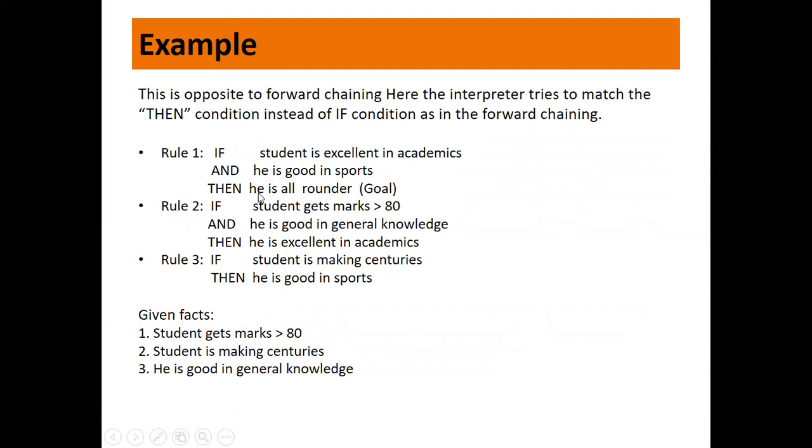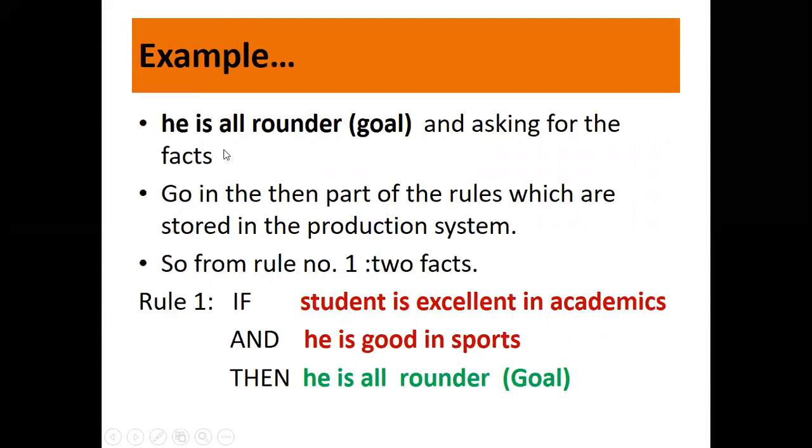Now what is the goal? Goal is what? He is all-rounder. Using this, we need to prove these facts are true, right? So now we are not starting from the facts, we are starting from the goal. So what is goal? He is all-rounder, right? So he is all-rounder is the goal, and we need to give the facts for this goal. So go in the then part of the rules which are stored in the production system.